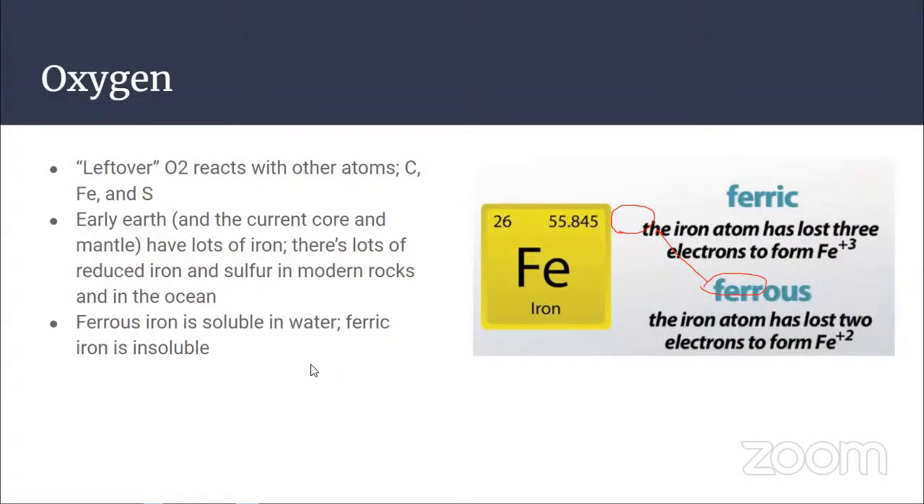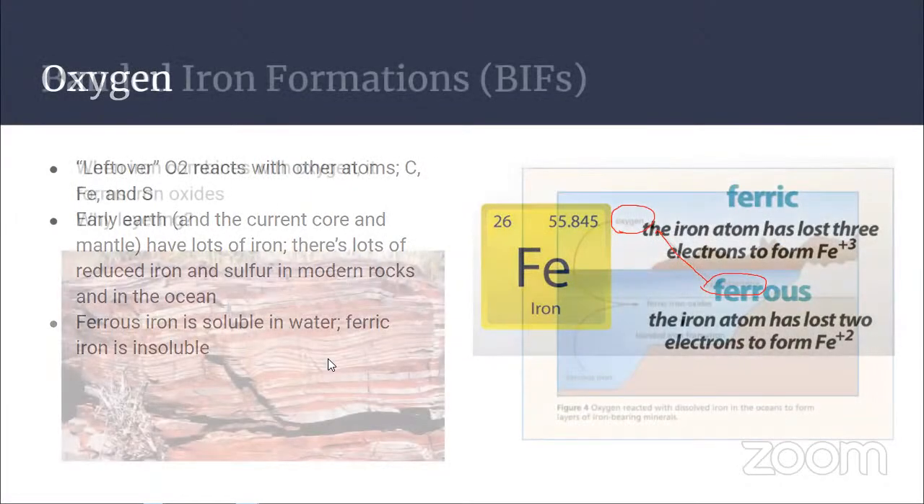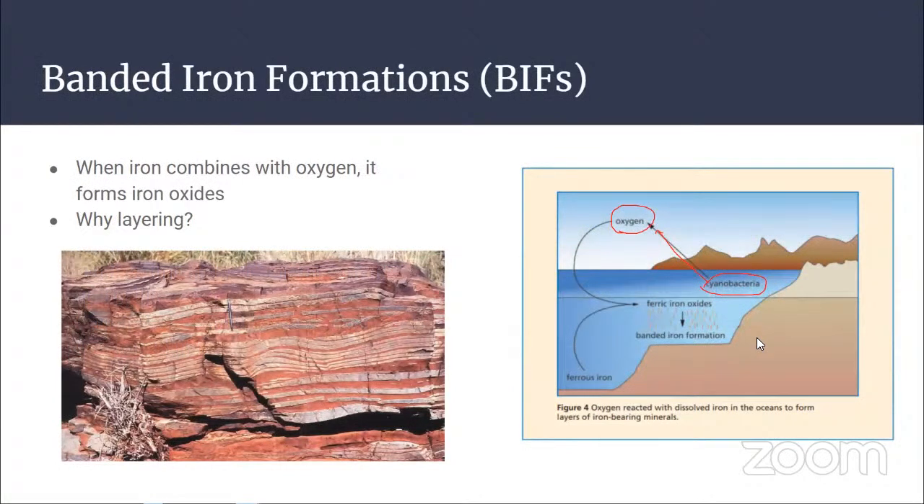And the ferric iron is insoluble. So the ferric iron isn't going to evenly distribute nicely throughout the water. The ferric iron is going to fall down to the bottom. So that is what causes these iron deposits layering on the floor of the ocean, right? So we have oxygen production by the cyanobacteria. We're producing these ferric iron oxides that then essentially precipitate out. So we're turning ferrous iron, which was dissolved in the water, into these ferric iron oxides.